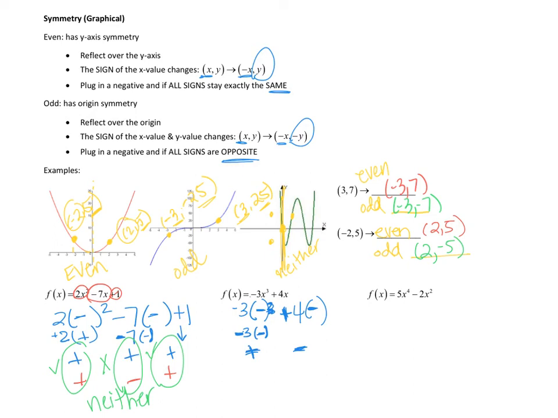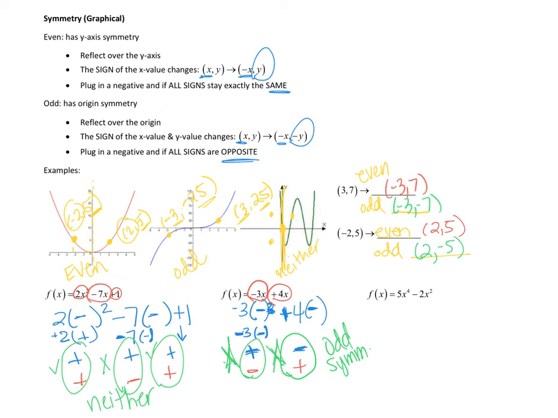So I need to see if that pattern is the same or opposite of the original. So let's go back. Originally we had a negative and a positive. Positive to negative, that changed. Negative, positive, that changed. So they both changed. So this is actually going to say that it has odd symmetry because they both changed signs.